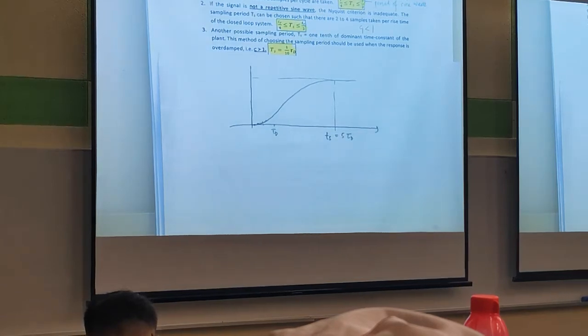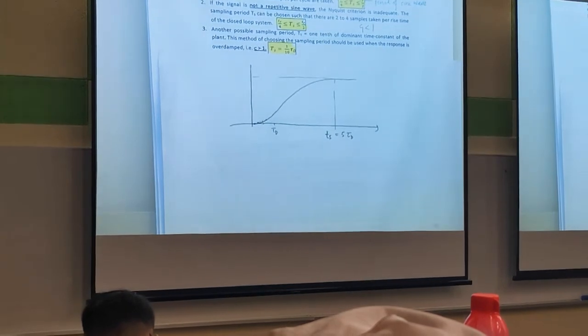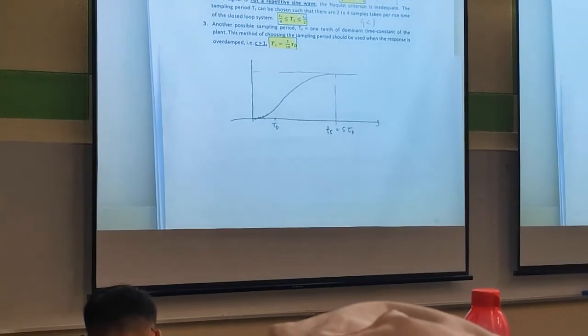So don't worry about the derivation of why it is 1/10. It's going to be 1/10. You just have to use the result. We are not looking at how they come to the 1/10 tau d. What we are just doing is applying it and choosing the right sampling period.